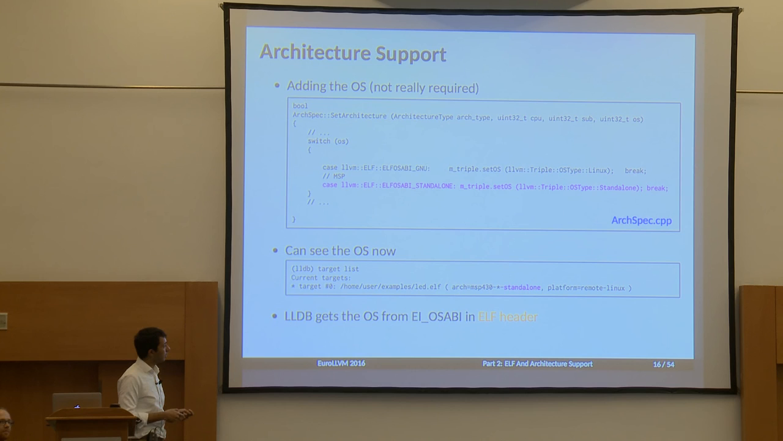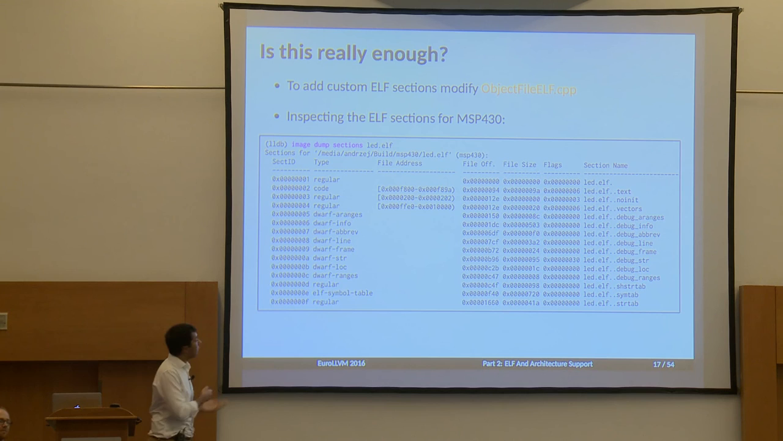So now we've done this, we can just dump all the sections in the binary straight away, because LLDB understands it all and parses it completely well. And say your architecture has some custom sections, what you would do is modify ObjectFileELF.cpp to add those.